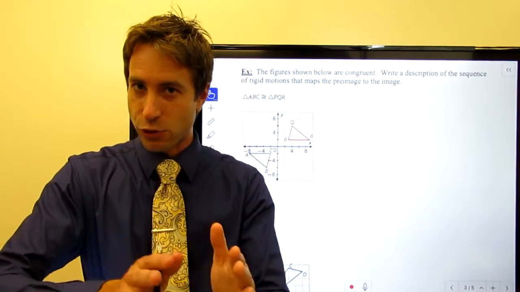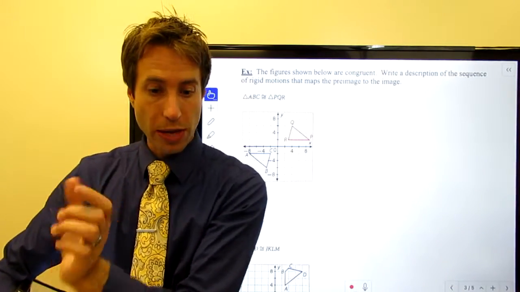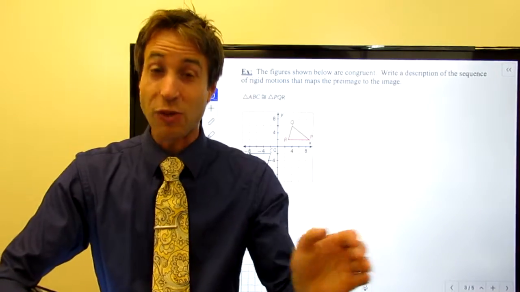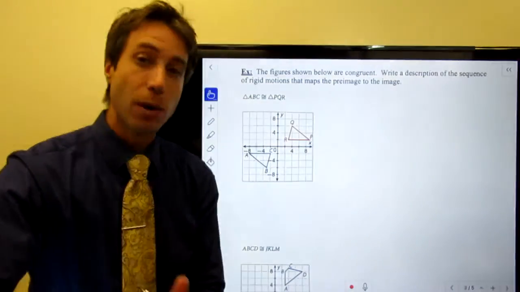You did a sequence of transformations to prove congruence. Now we're flipping it around. They're congruent. Find the sequence of transformations, right? Got to be able to go both ways. So here we go. Let's jump right into these.